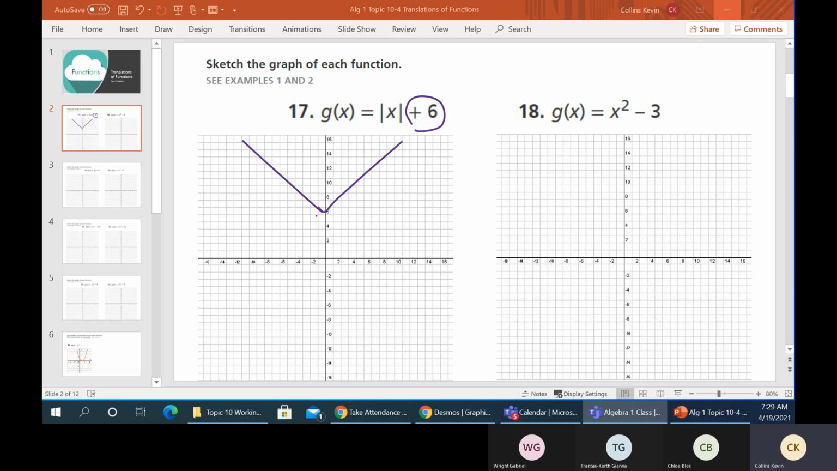Thank you, Chloe. So again, the x squared is going to be a U shape, right? And then we've got the -3 here. So how does that move our graph? Over here we had a +6. That moved us up 6. What's this guy going to do? We have a -3.